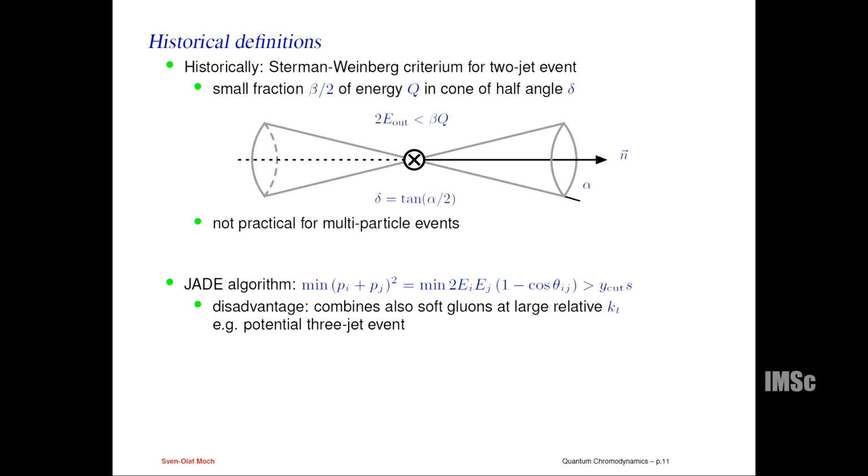It's a definition which is good for explaining certain features of jets, but it was quickly realized that this is not really practical for multi-particle events, because then you need to define cones here and there and count the energy fraction. So this is why the Sterman-Weinberg jet criterion is basically something that has been applied for 2 jet events. And then quickly afterwards, the so-called JADE algorithm was invented, which is then going a little bit in the direction of modern jet definitions.